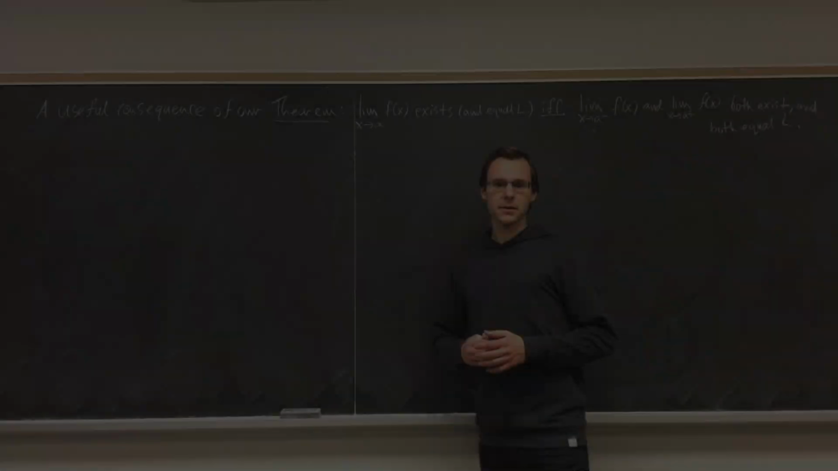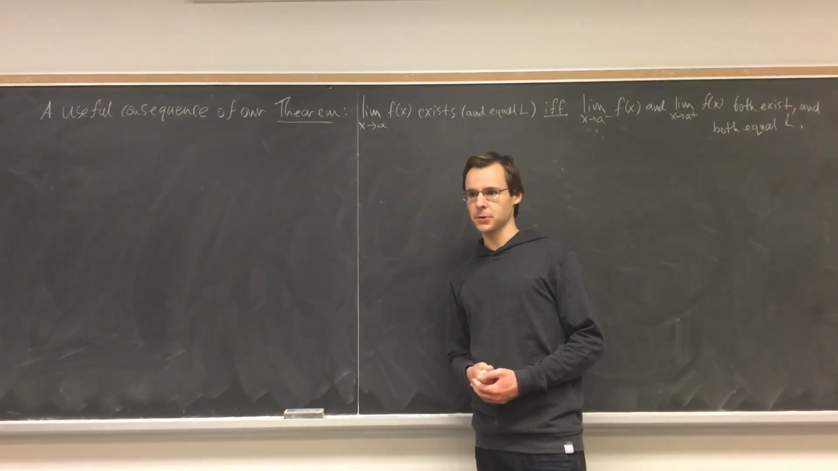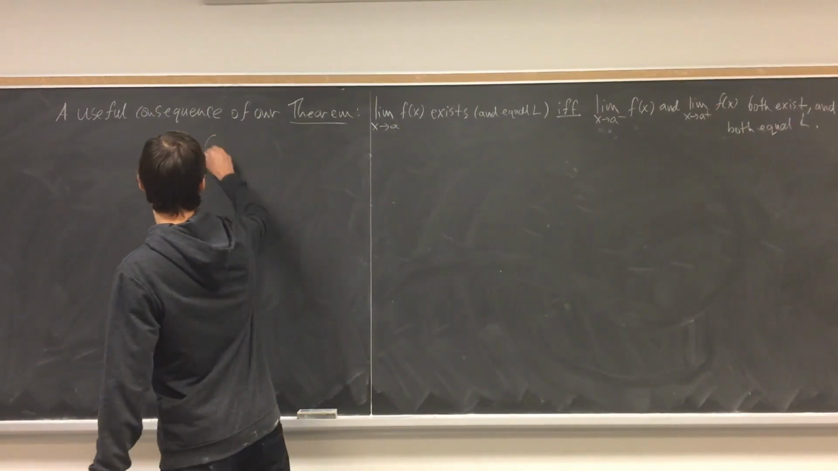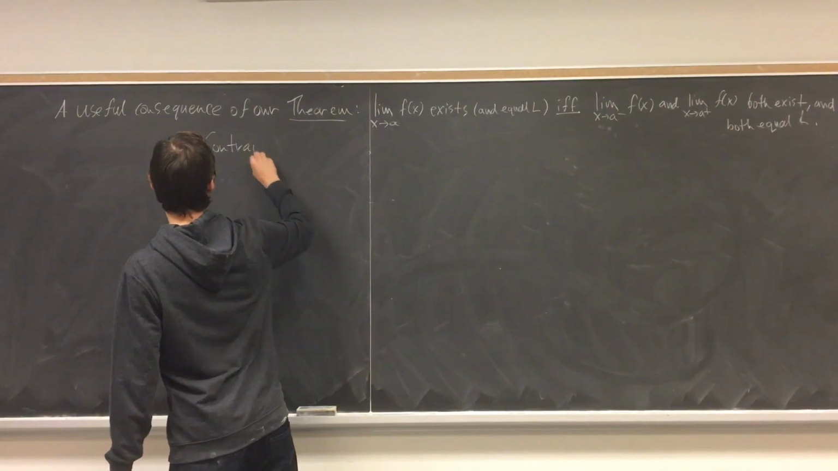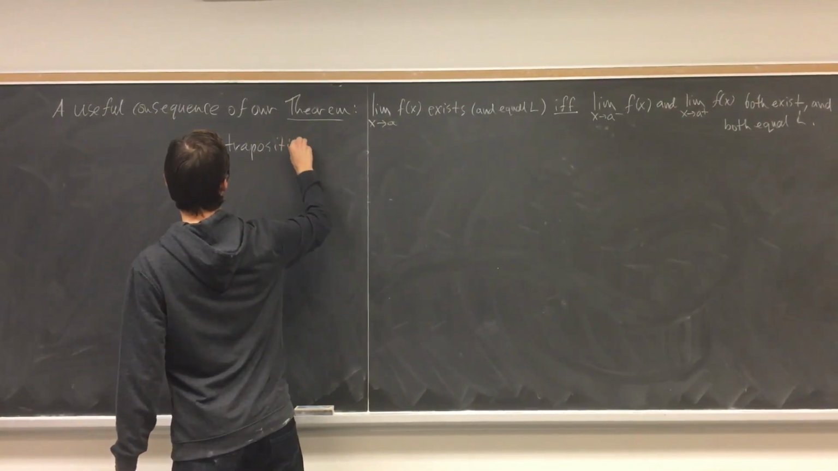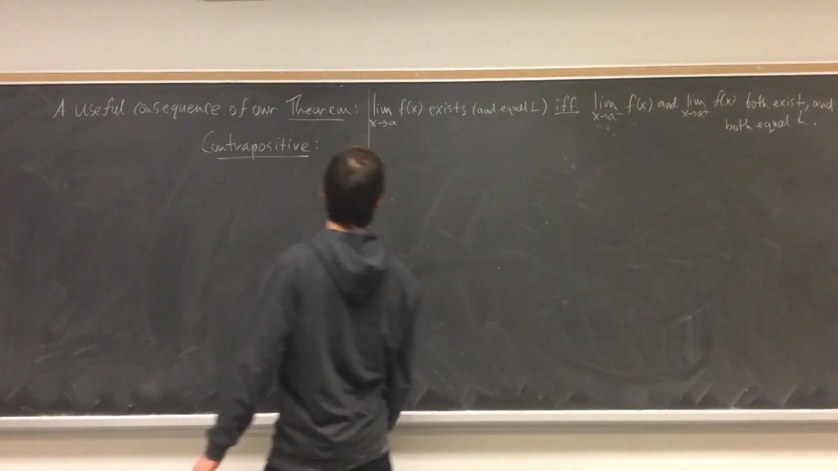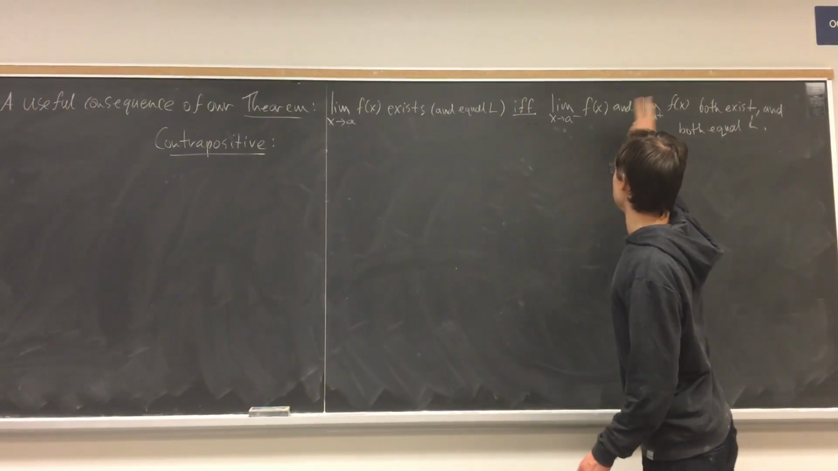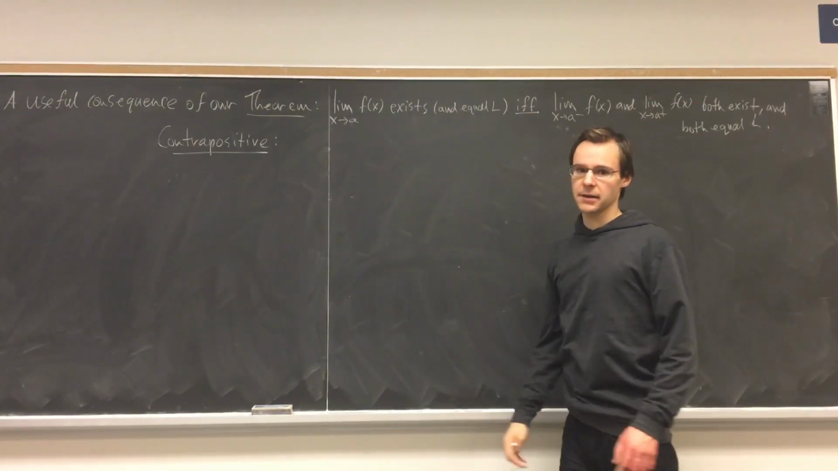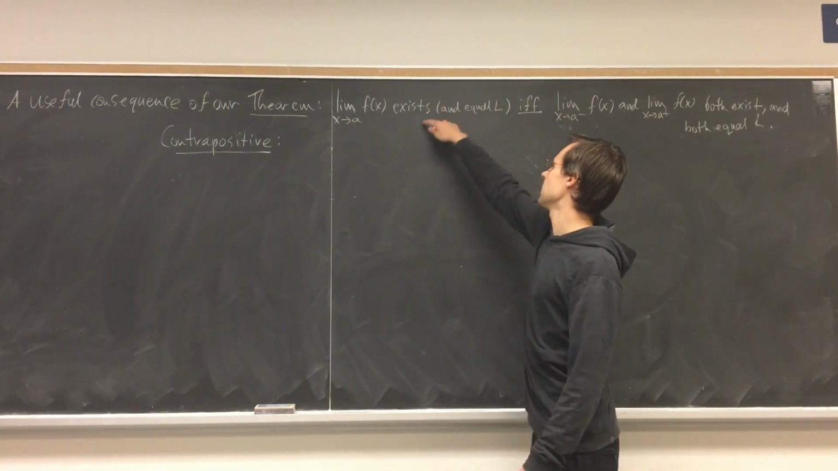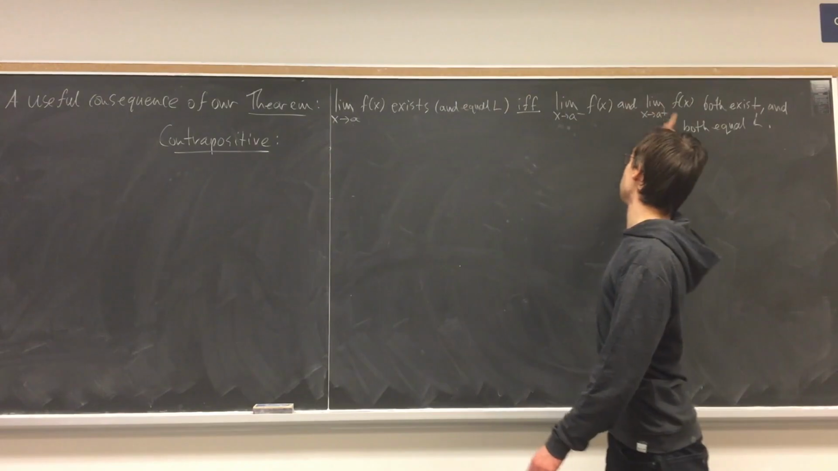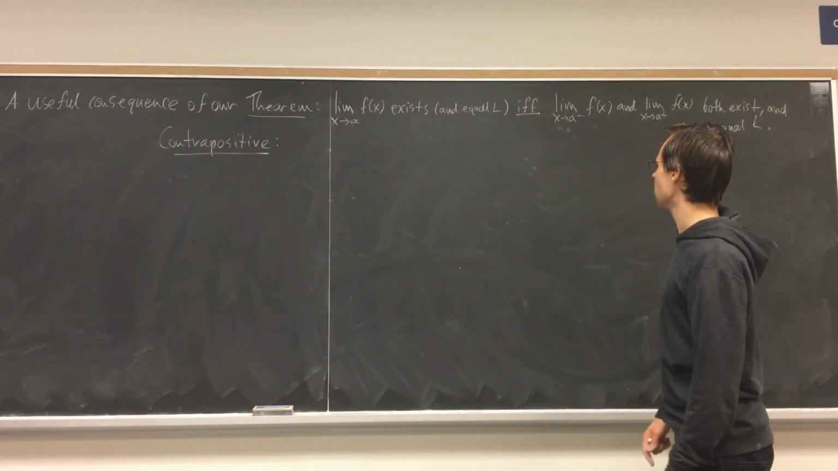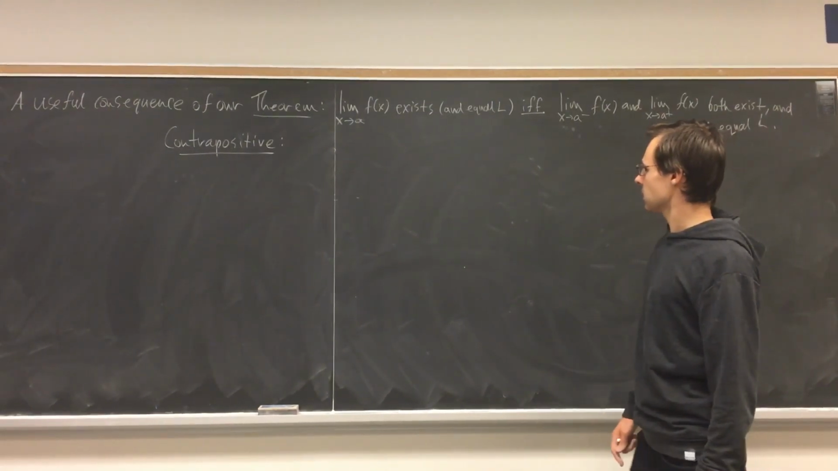Done. So a useful consequence of the theorem we just proved is its contrapositive. So let's write that down. Contrapositive. So let's reverse this statement over here. This is an if and only if statement. So if this side implies this side, we're going to reverse that and say, well, not this side is going to imply not that side. Or the converse of that will work as well. Okay? So the contrapositive states the following.